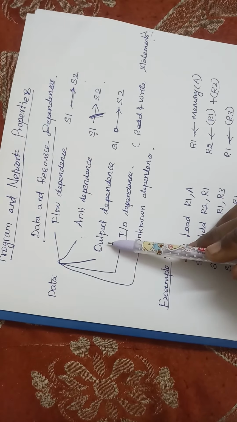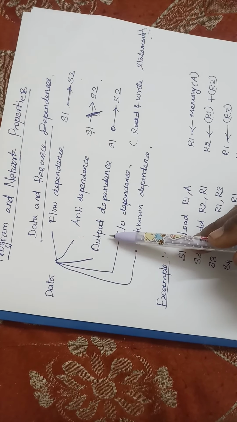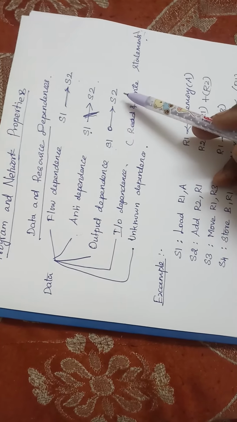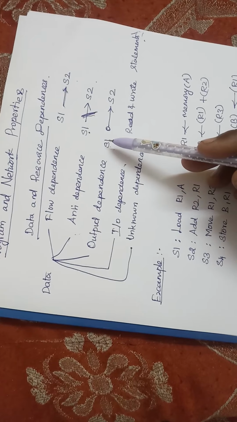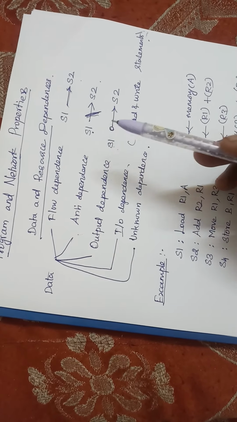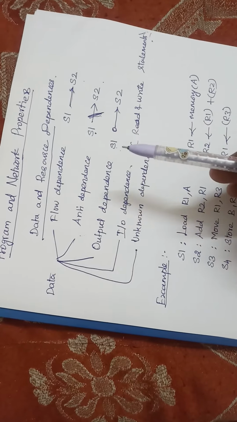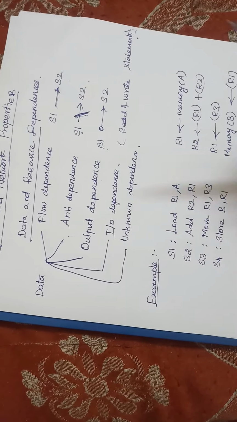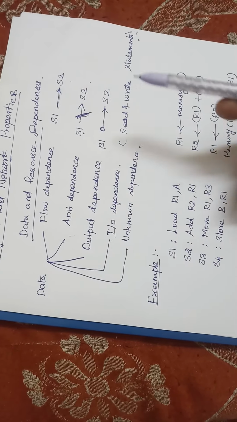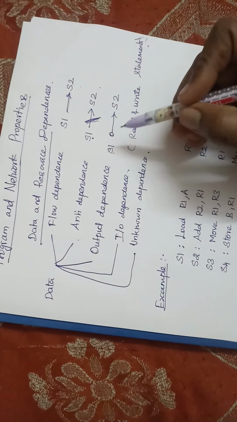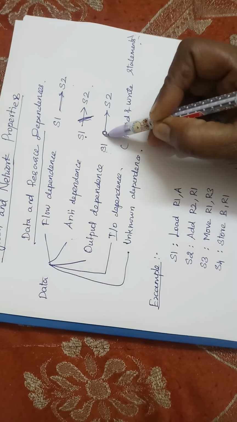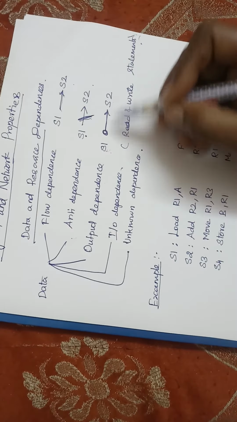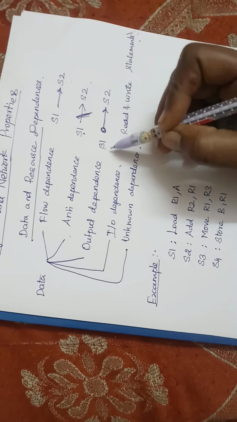Then coming to the third one, output dependence. S1 and S2 are two statements that produce the same output variable. That kind of dependence is called output dependence. How is it represented? First it starts with one circle, then a directed edge arrow line. This is the representation of output dependence.